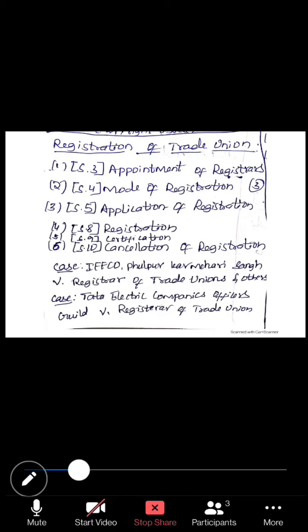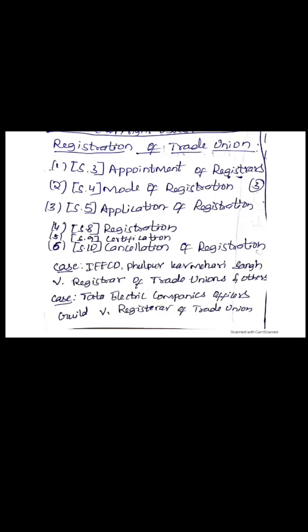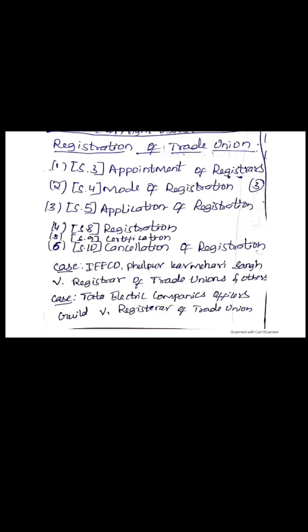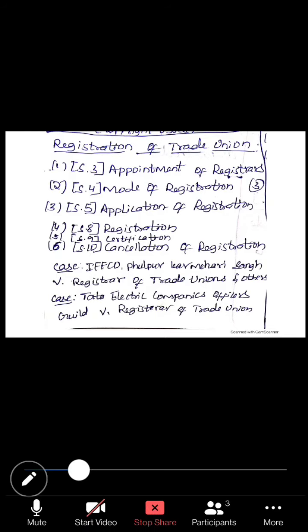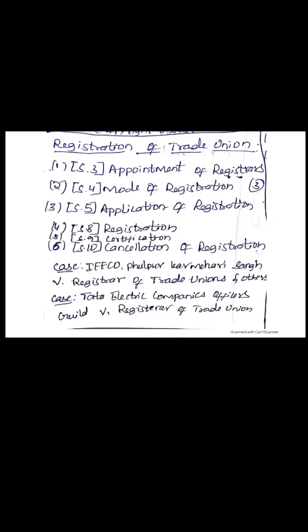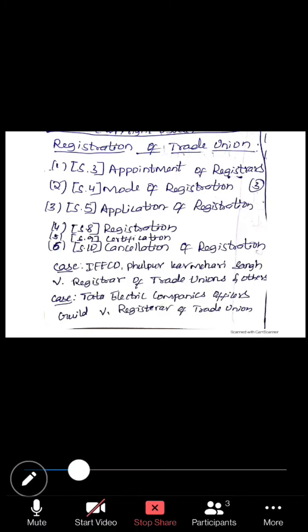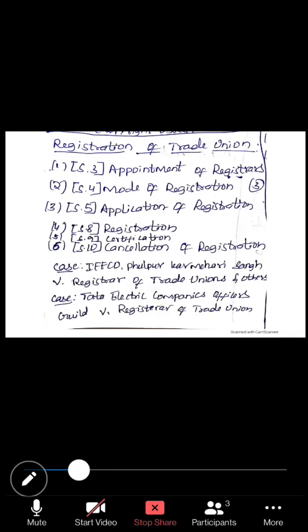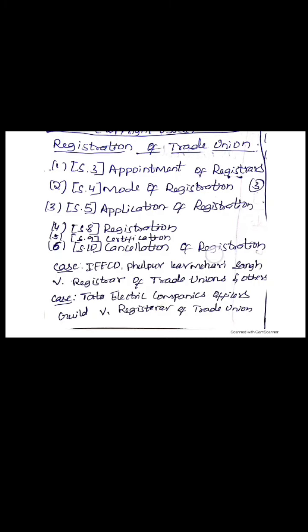Application of registration. In what manner can they apply for registration? For the application for registration, there should be 7 or more members, or at least 7 members. They must have subscribed their names. They should provide an application, and the application should be in Form A, accompanied with a copy of the rules of the trade union and a statement of the following particulars. So the application these 7 members are submitting should contain the rules of the trade union. Along with the rules, the application should contain the names, occupation, and addresses of the members making the application.